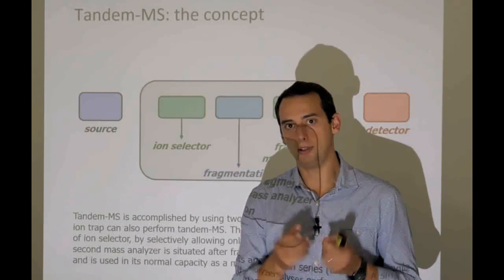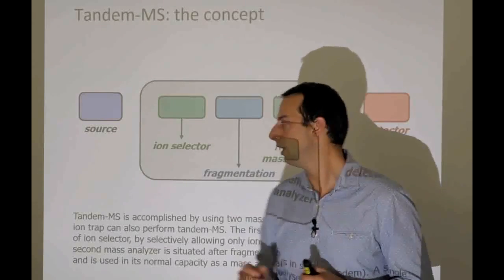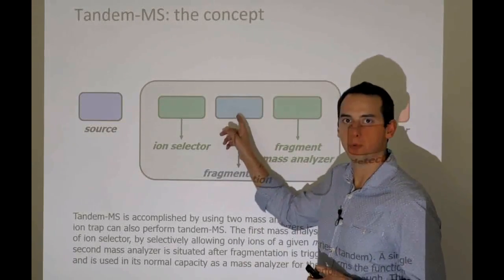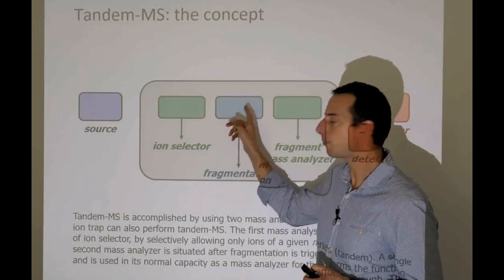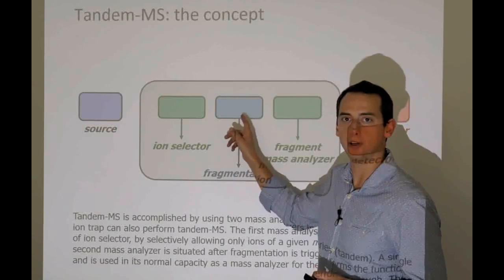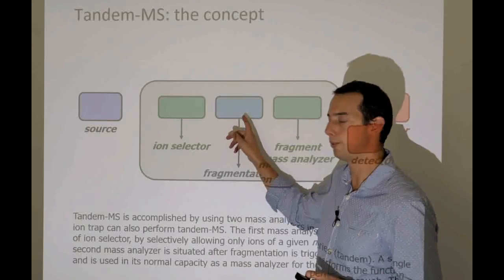Now, the reason why we take only these ions is because we can then fragment them. We can break them apart into bits. This is a very important step, and I'll try to explain to you how this works with a rather morbid analogy in a second.